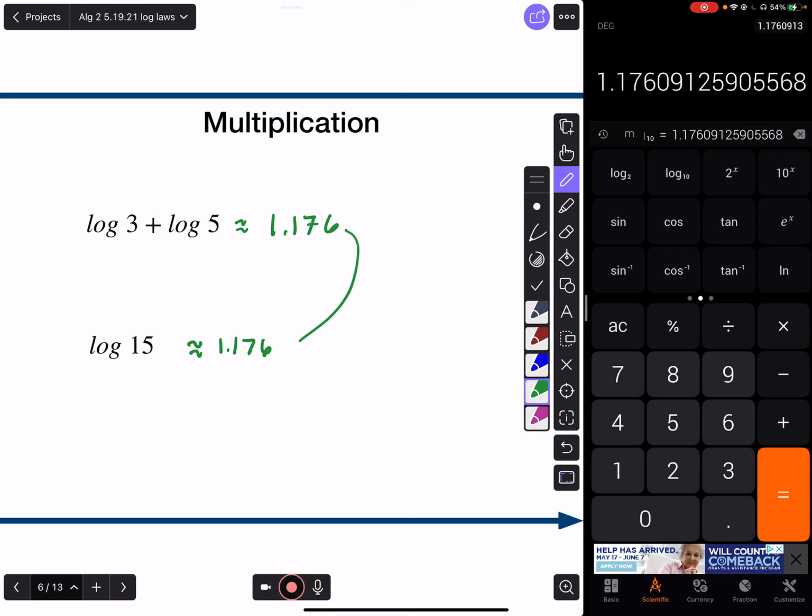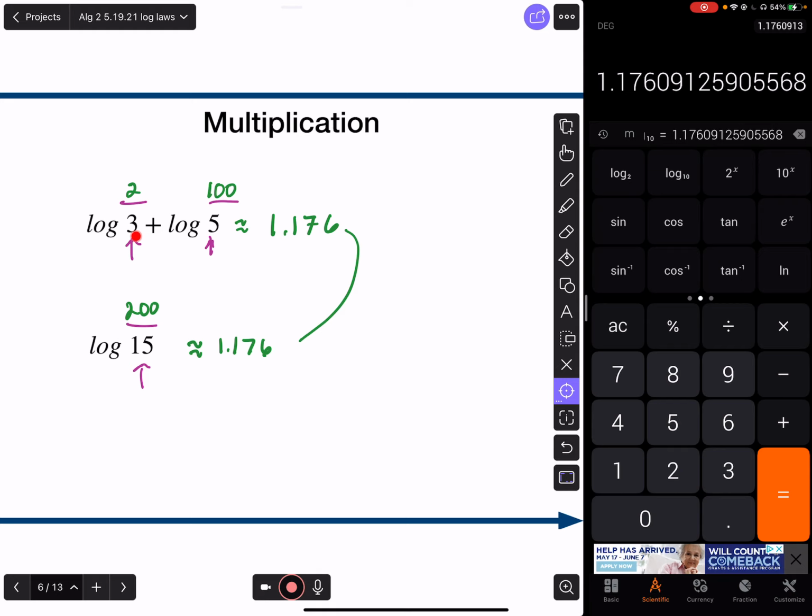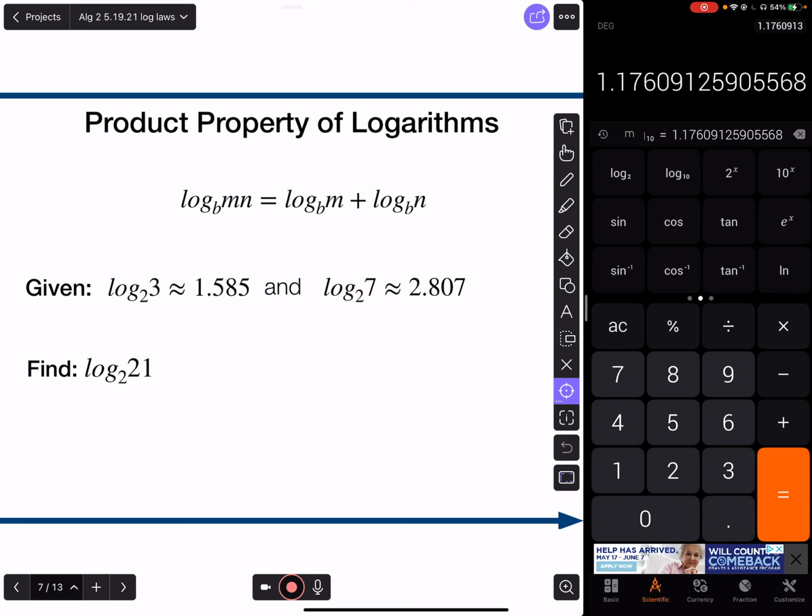Again, we get the same result, 1.176. In the previous one, it was a 2 and 100, and then we made it 200. And then in this one we had a 3 and a 5 and 15. If you notice, there's a relationship. 3 times 5 is 15. 2 times 100 is 200. And this is what the first law is about. The law basically takes a sum of two logarithms and makes it equivalent to the log of the product of those two arguments.